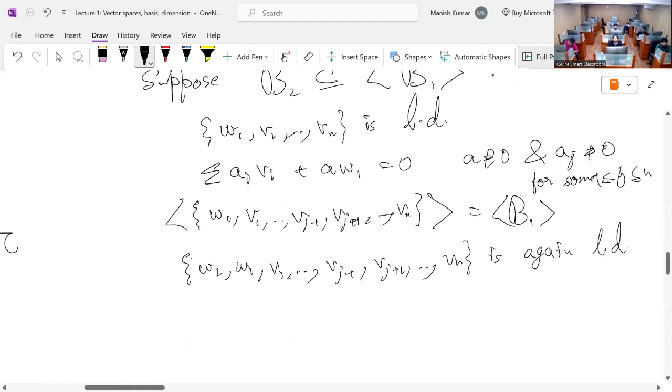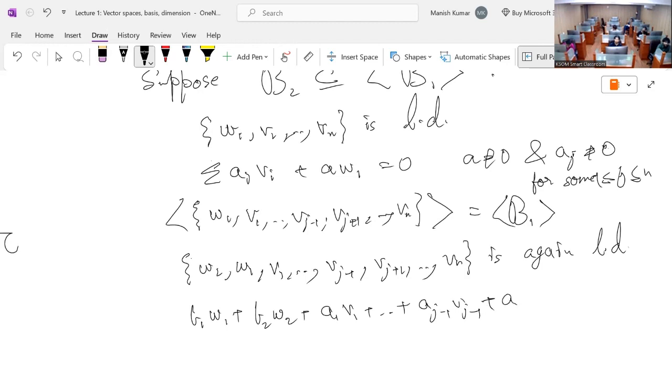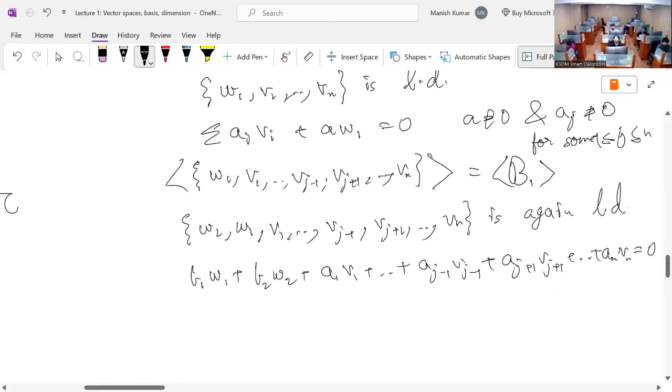And again, if you look at the expression of W2, since it's linearly dependent, let's write it this time somewhat differently: b1 W1 plus b2 W2 plus a1 V1 plus aj minus 1 Vj minus 1 plus aj plus 1 Vj plus 1 up to an Vn is equal to zero, where b2 is certainly non-zero, because W2 was the new guy.